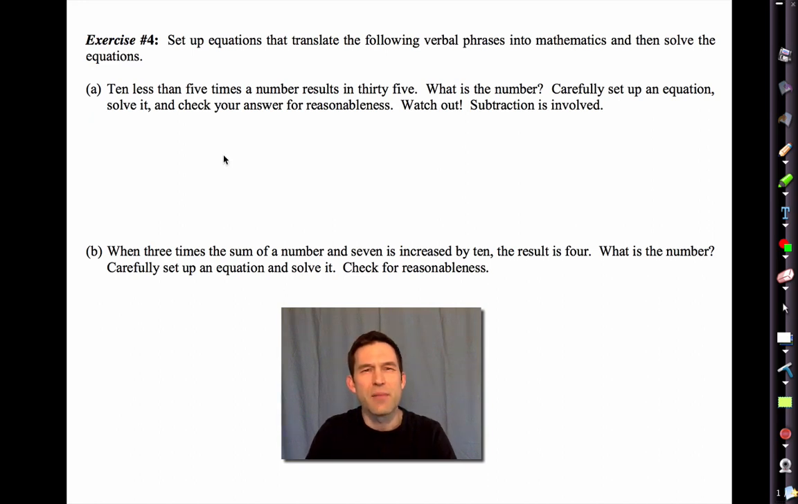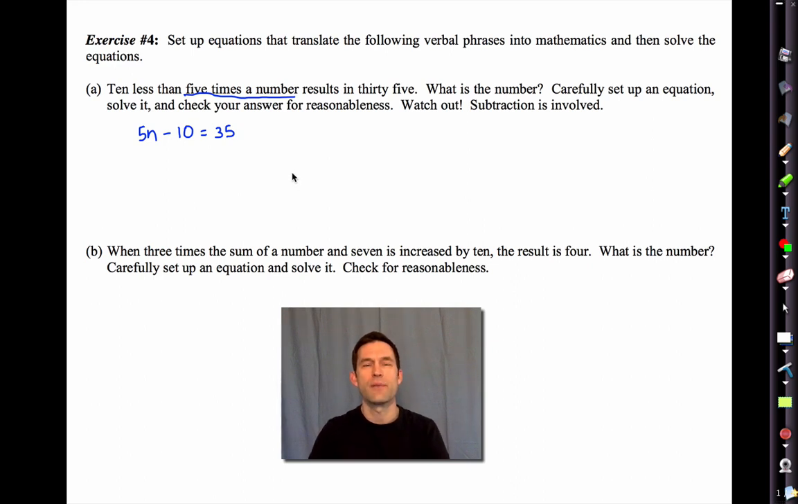So 10 less than means I'm subtracting, I'm making a number smaller. What number am I making smaller? Well, I'm making 5 times a number smaller. Results in 35. So let's take 5 times a number, make it 10 smaller, and then let's make that result in the number 35.